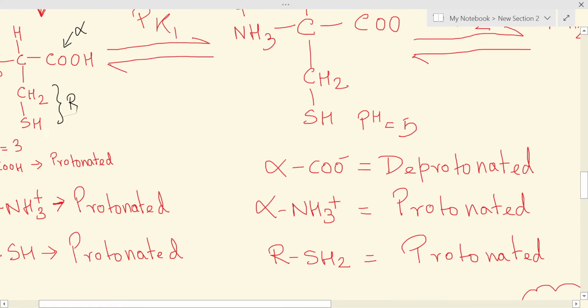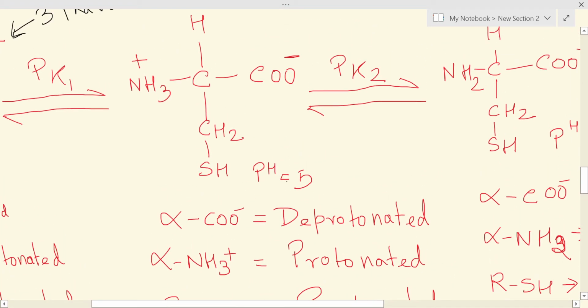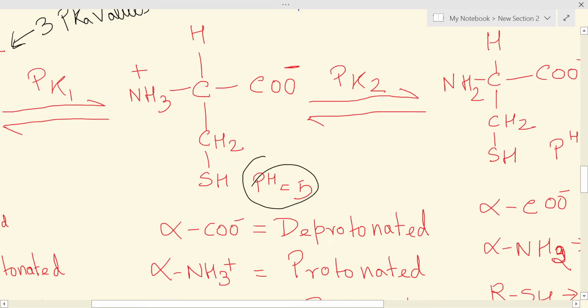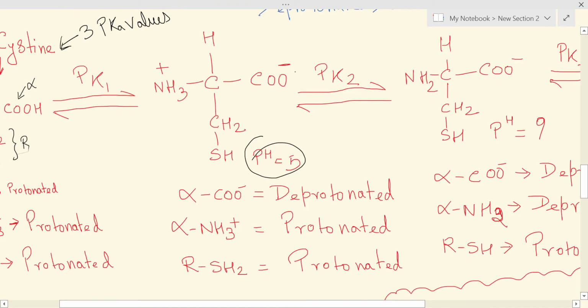Now after increasing the pH, as you can see it is pH 5 now. After increasing the pH, first the carboxylic group will donate its H plus. This H plus will be released, and we will get a carboxylate ion having one negative charge. So alpha carboxylic acid is now alpha carboxylate, which is the deprotonated form. Then alpha NH3 plus is protonated, and the R group SH is protonated.